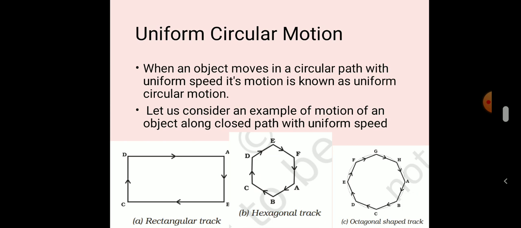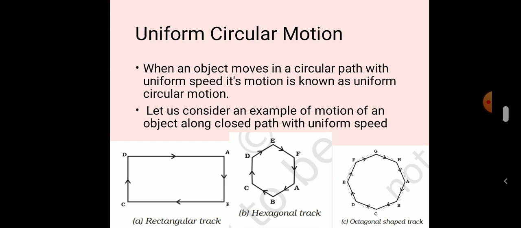For that, let us consider an example of the motion of a body which is moving along a closed path. Let's consider an object moving along a rectangular track A, D, C, E.